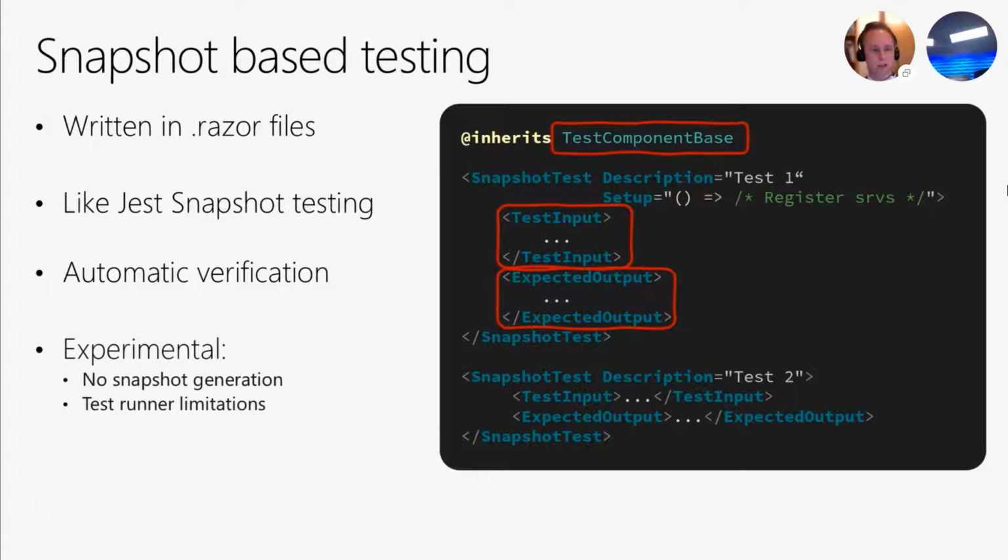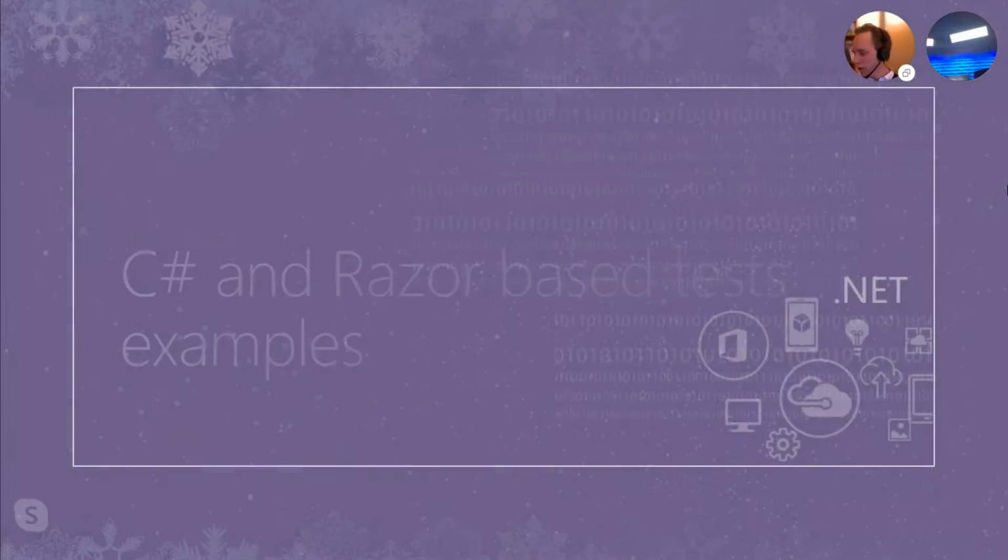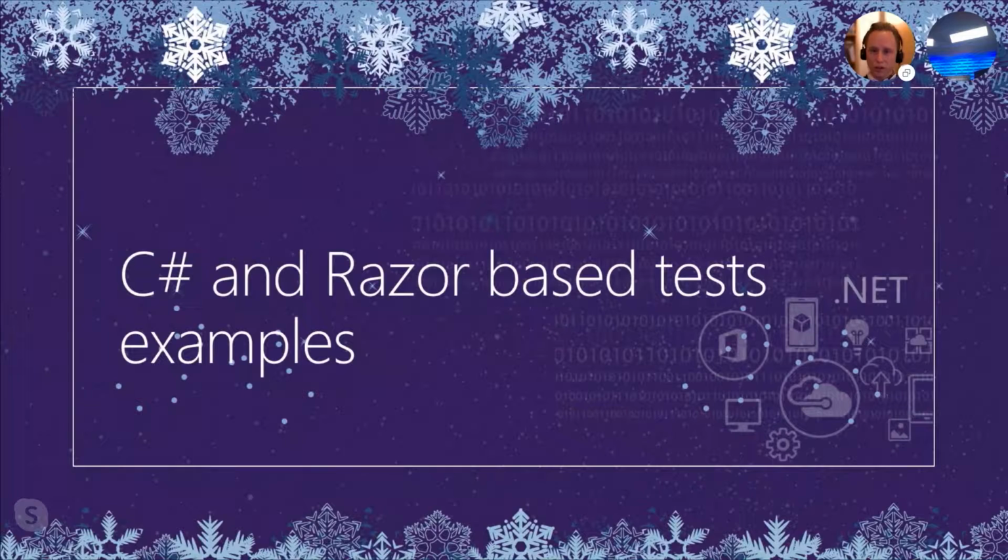This style is also experimental, so a few key features are missing to support proper snapshot testing. For example, automatic expected output generation, and the same limitation that we had with the test runner in Razor-based testing is also an issue here. So with that out of the way, let's look at a few examples.